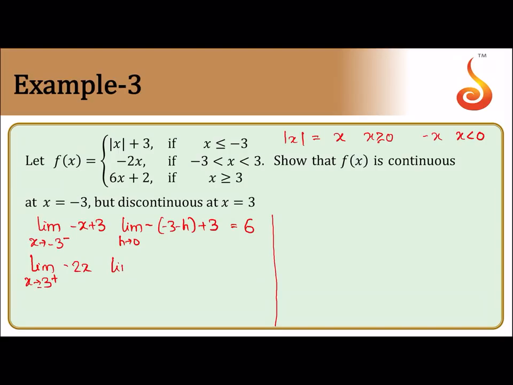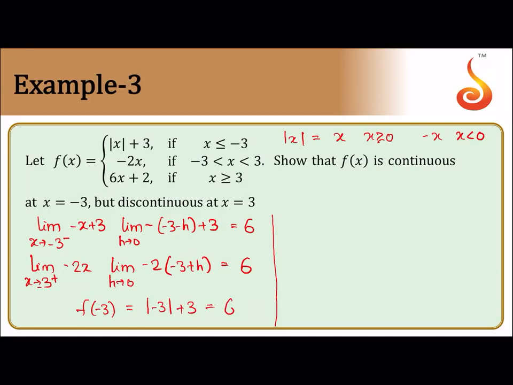So limit x tending to minus 3 plus. Minus 3 plus means a little more than minus 3. This is minus 2x. Please listen very carefully. Limit x tending to 0, minus 2. What do we write? Minus 3 plus h. This is also 6.